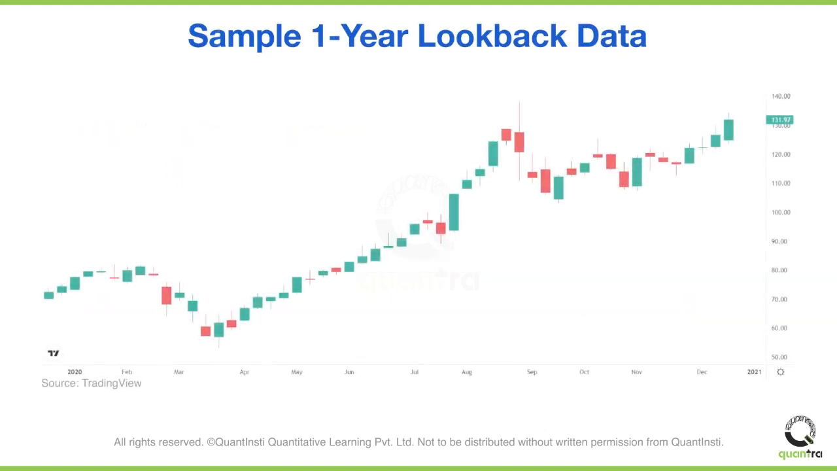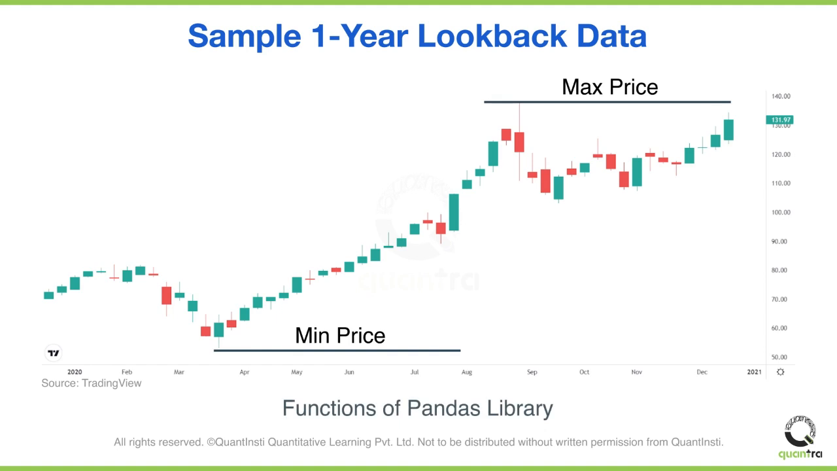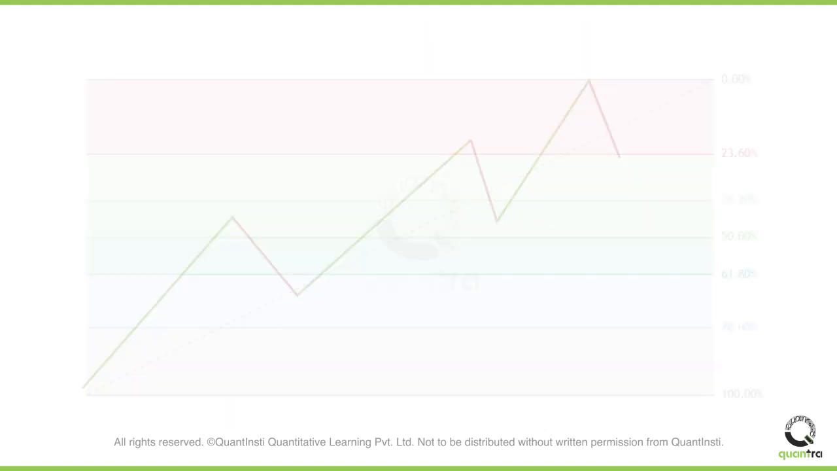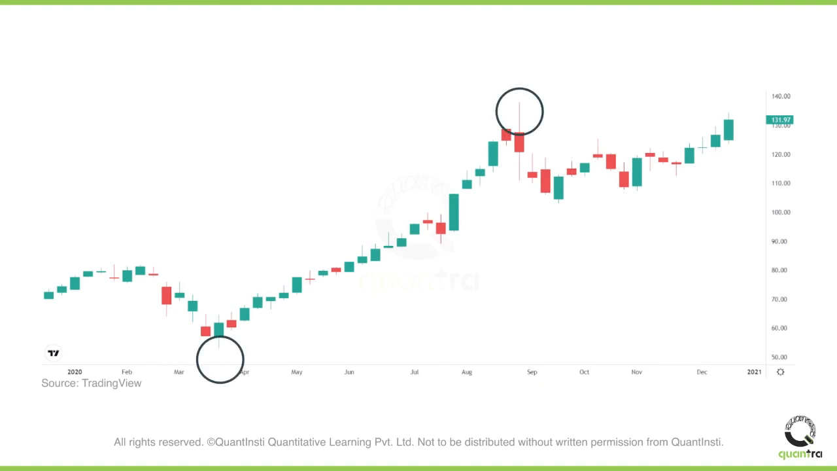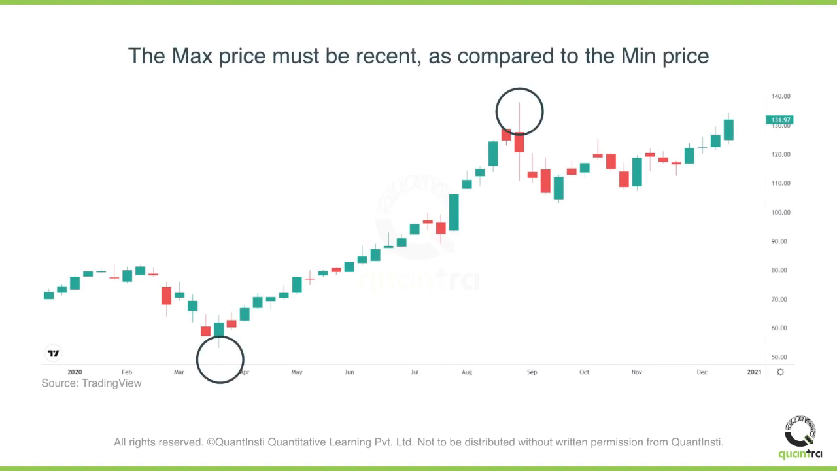Assuming that a 1-year price chart looks like this, we can detect the start and end price levels easily by using the min and max functions of the pandas library to find the highest and lowest price values. Let's assume that we want to identify the Fibonacci levels for an uptrend. To verify if the data we have at hand is that of an uptrend, we can check for a basic condition. The condition is that the recorded date of the max level must be more recent as compared to the date of the min level.